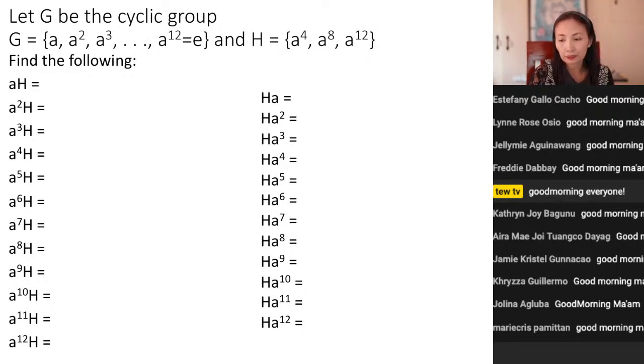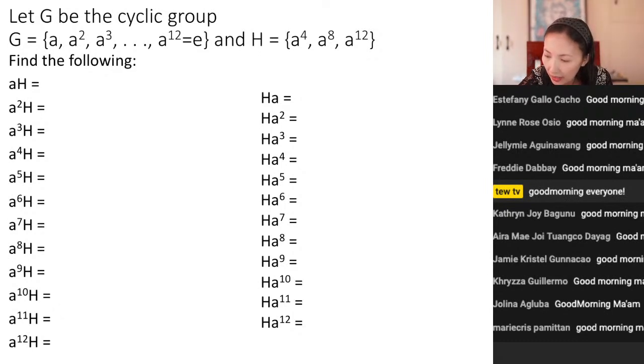Let G be the cyclic group generated by A whose order is 12. Okay, so order 12, 12 elements, generated by A. Remember how a cyclic group is generated? A, A squared, A cubed, until A to the n, which gives the identity element. So how shall I call this group? It's a cyclic group of order 12 generated by A.